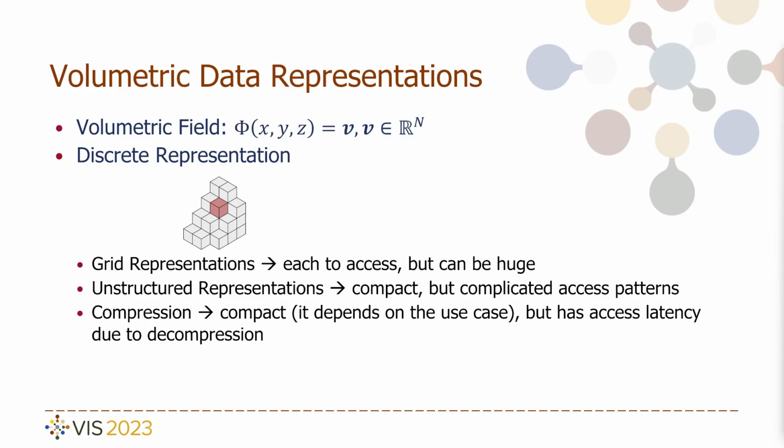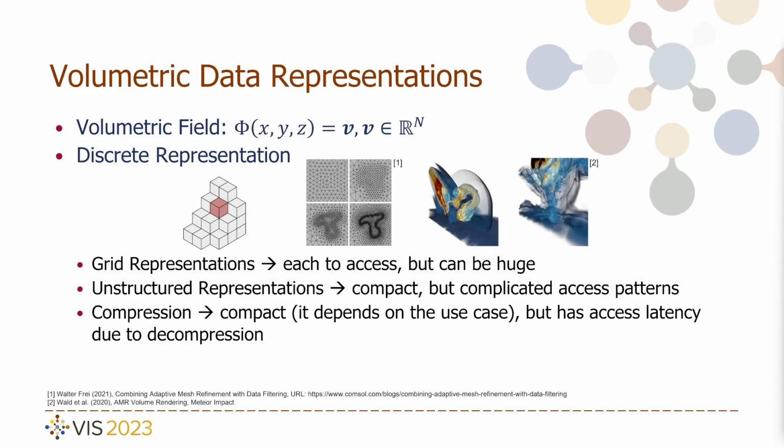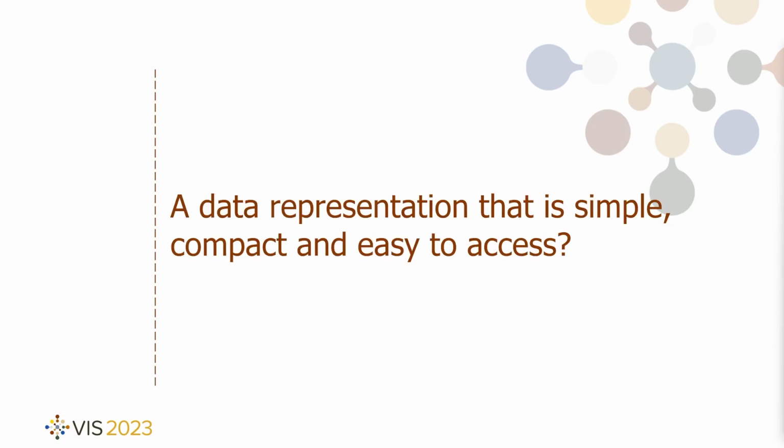For fields with significant spatial variations, an unstructured representation can be more efficient, allocating higher resolution to areas of interest. These representations tend to be more compact, but accessing values can be intricate due to the complexity of the data structure. Another approach to mitigate memory usage is compression. However, this introduces its own challenges. Accessing values from compressed data necessitates decompression, adding latency, and potentially increasing the memory footprint once again. Our objective is to identify a data representation that seamlessly combines simplicity, compactness, and ease of access.